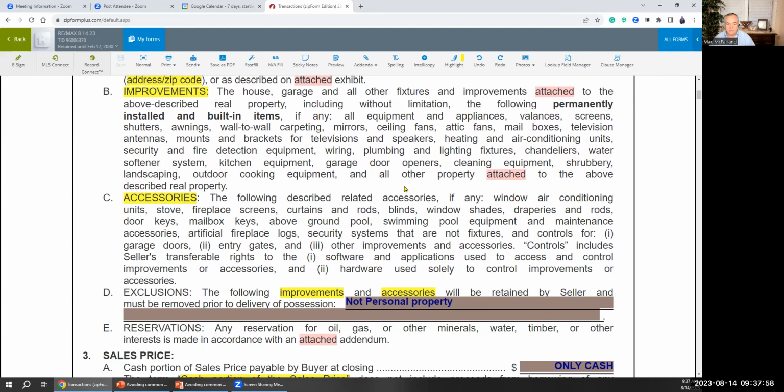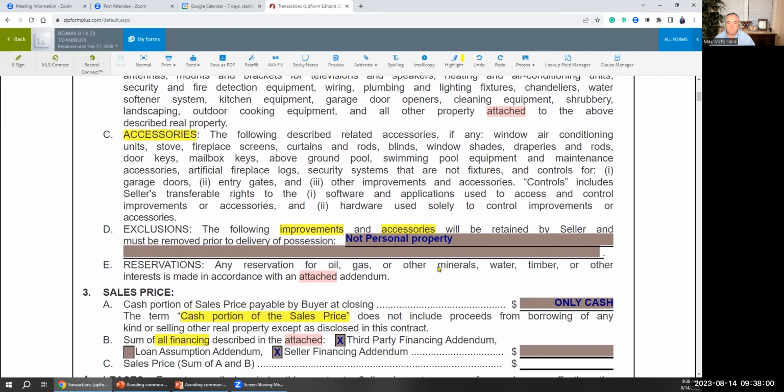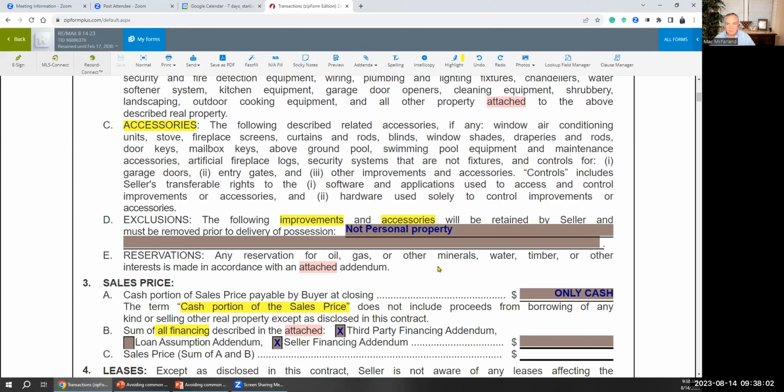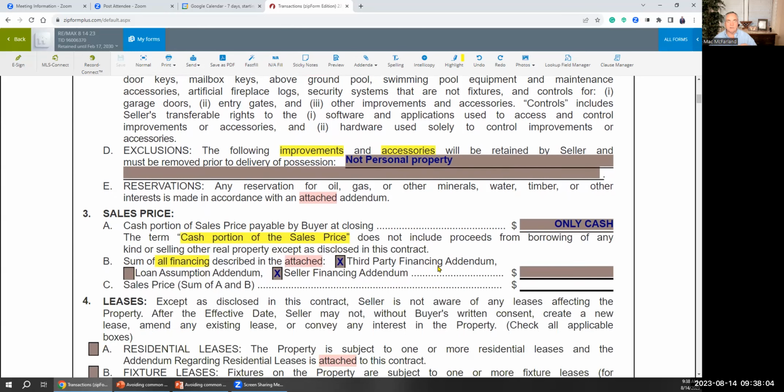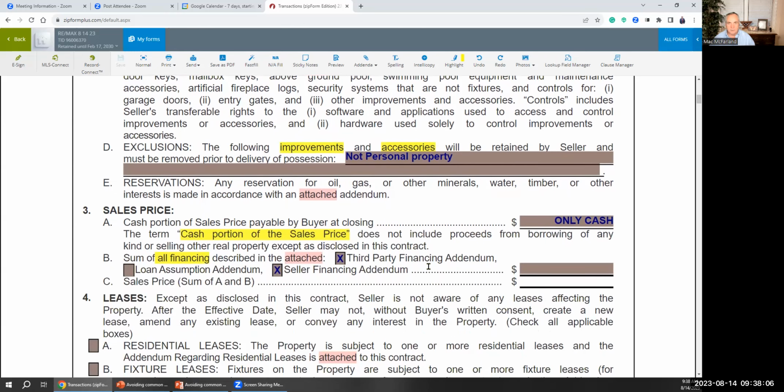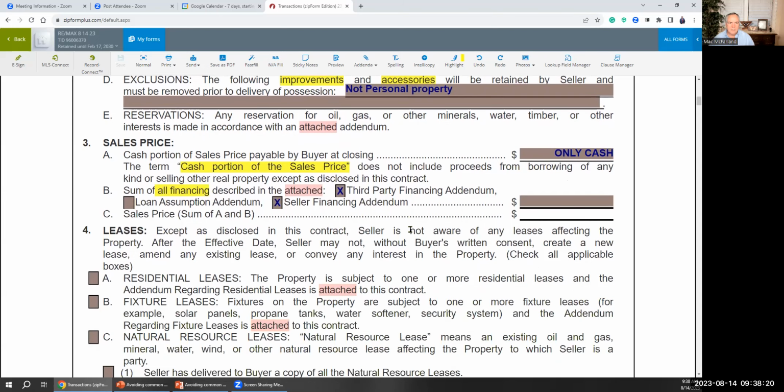Make sure we're good to go there. Not personal property. I think some of you may have seen a few of those I threw up that I had shown in previous classes, where they had things like dresser drawers and exclude all personal items. It says will be retained by the seller, right? Personal items don't go there.